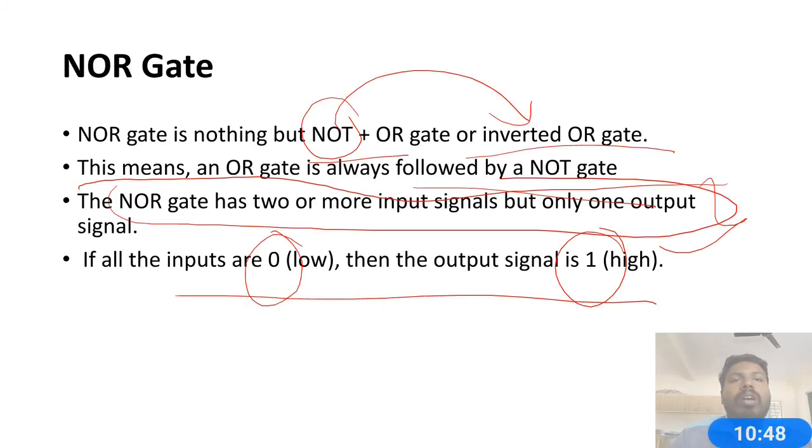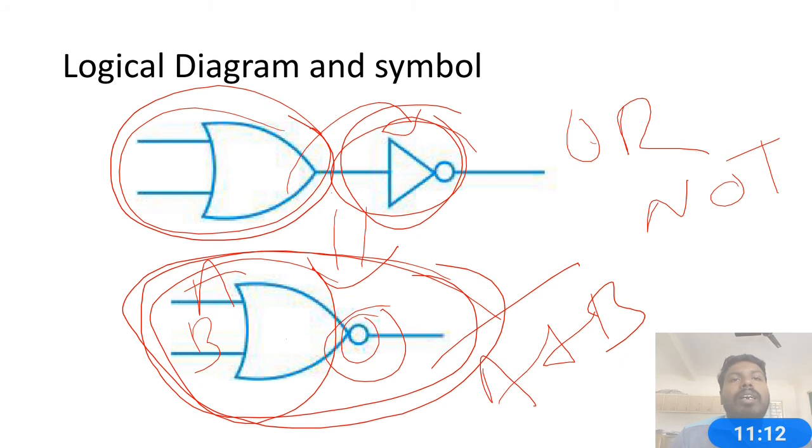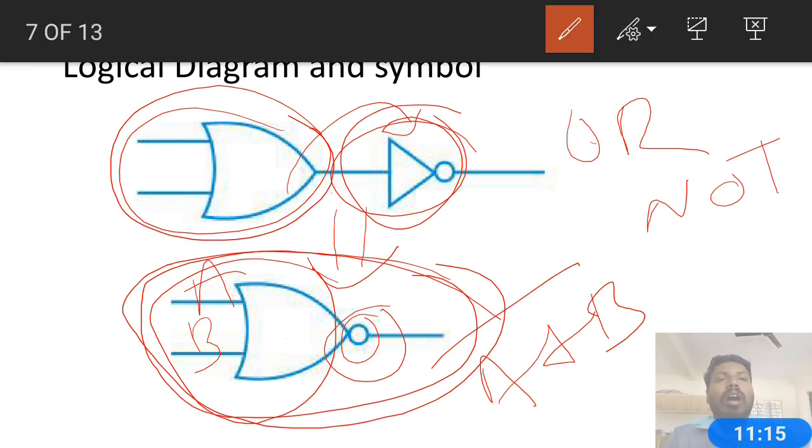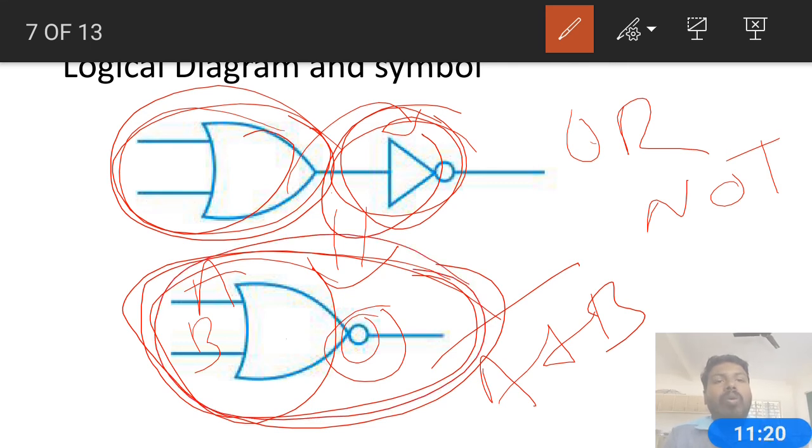What is the NOR gate? NOR gate means the OR gate is always followed by the NOT gate. If all the inputs are 0, then the output will be 1. Understand? This is the logical diagram. First we have to draw the OR gate symbol, with a small circle at the output. So this is called the NOR gate.